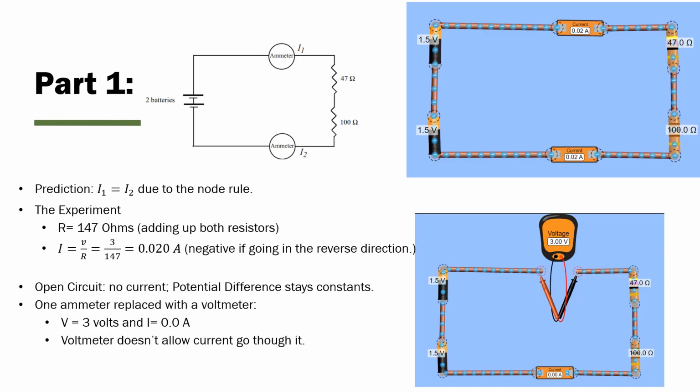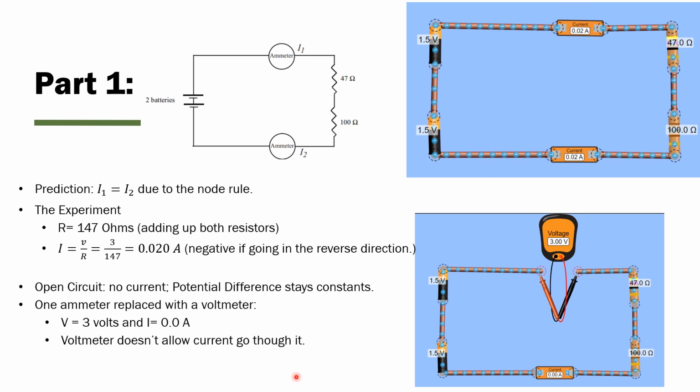So this is part 1 of the experiment, which includes part A and part B. In part A, we're just connecting the ammeters in series to see what they read out and do hand calculations as well. When you do the hand calculations, when you just add up all the resistors and then the voltage of the battery, you get 0.020 amps, which is what it says on the ammeters as well.